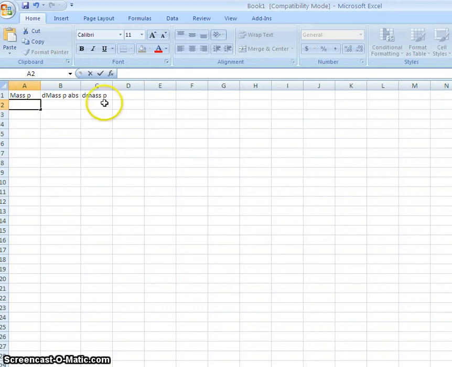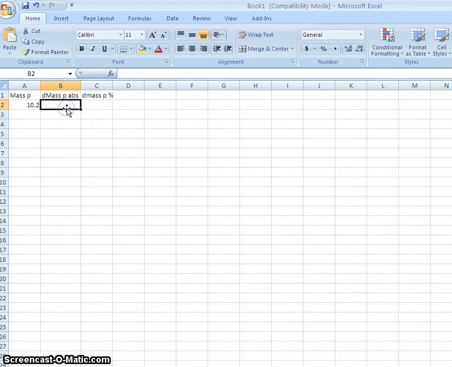Just to label it up, I'll put a percentage sign in there. Okay, so now I've got this set. Let's say I'm only going to put the first trial in at first here. So let's say I weighed the empty pycnometer and it was, I don't know, let's make up a number, 10.2 grams. That's what I got in my experiment.